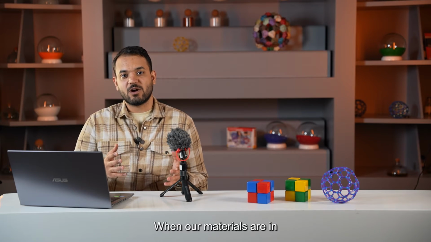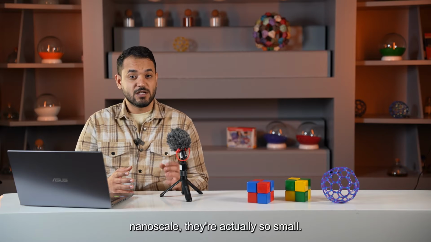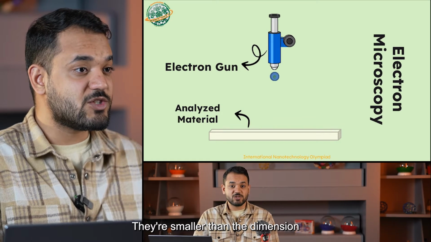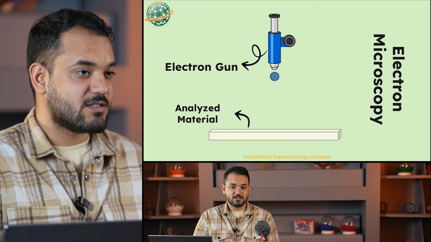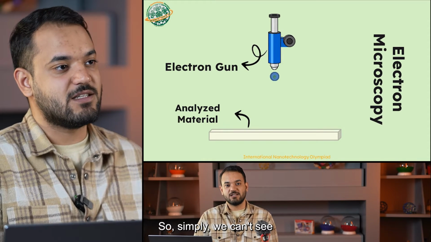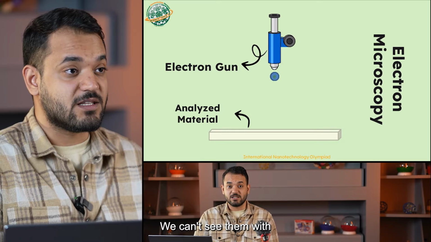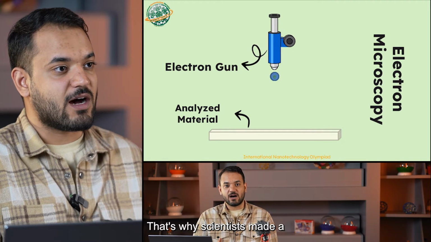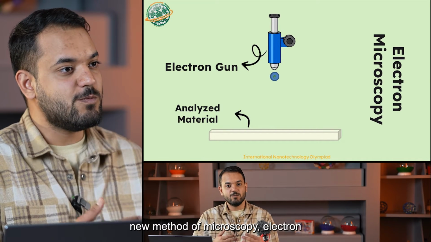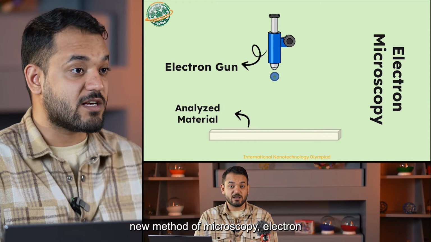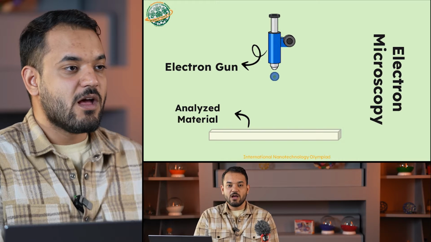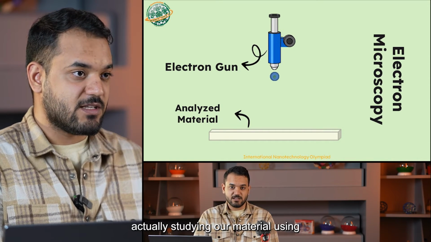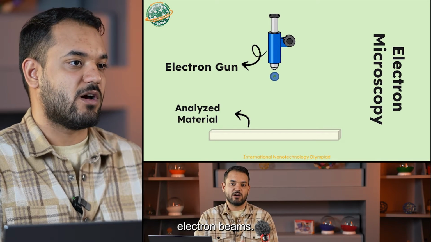When our materials are in nanoscale, they're so small. They're smaller than the dimension visible to our eyes. So simply we can't see them with our eyes. We can't see them with normal light microscopy methods. That's why scientists made a new method of microscopy: electron microscopy. With electron microscopy, we are studying our material using electron beams.